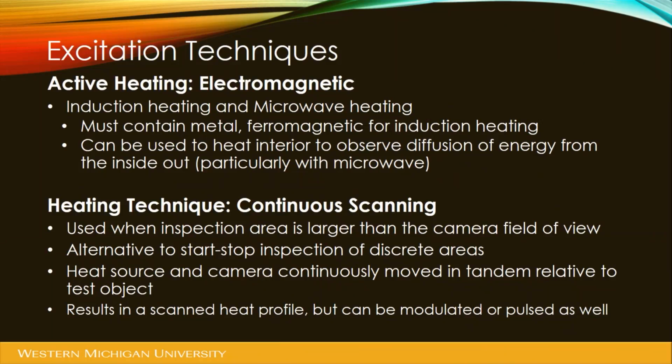Continuous scanning is what I was talking about, where for a large area you move the camera and the scanner across the surface. It's an alternative to inspecting area A, then moving over to area B, C. I can just continuously scan along the length of something, say a fuselage. And it can be modulated or pulsed as well.